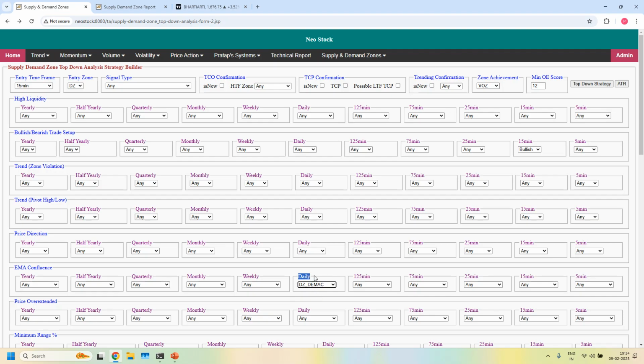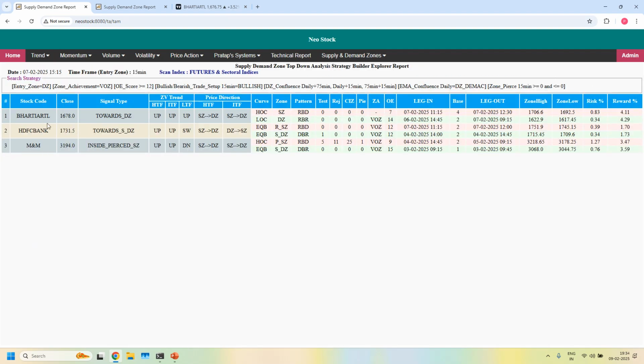Okay, now let us check whether the software will list all the 3 stocks or not. Yes, the software listed all the 3 stocks. What has it said now? All the 3 daily demand zones having an uptrend are also having daily EMA confluence. See? Daily demand zone having daily EMA confluence. That is what EMA confluence said.